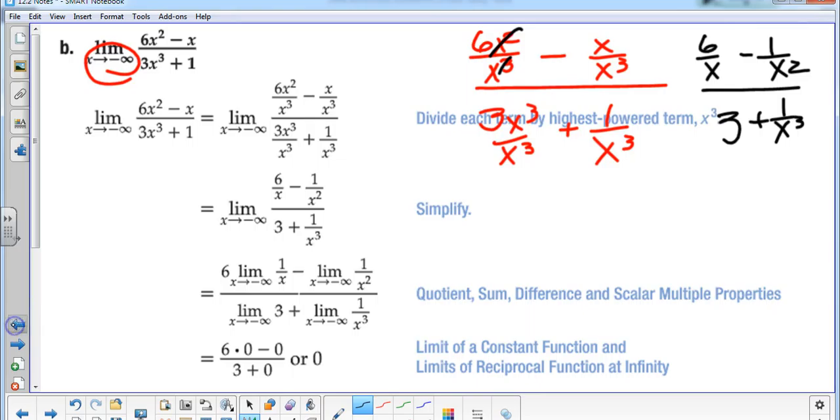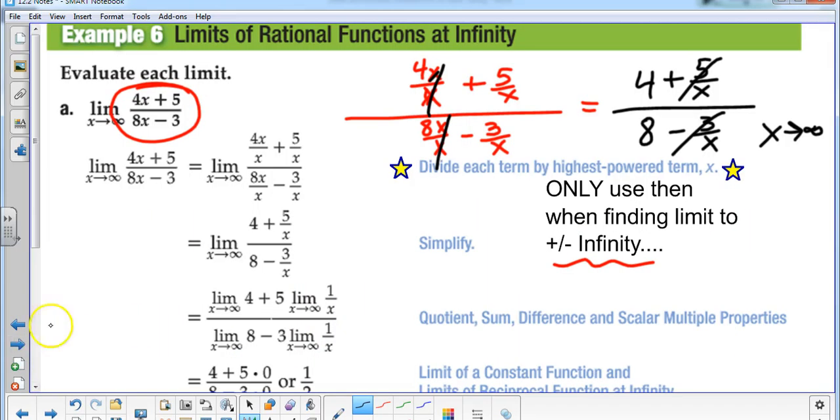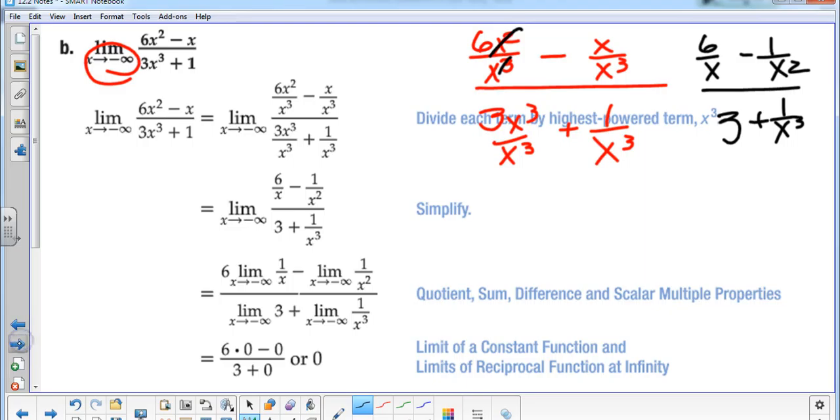If you go back to this property, it says 1 over x, no matter what power is down there, and there's a property of limits that will tell us that it doesn't matter if the top is a 6 either. This is going to approach 0, this is going to approach 0, this is going to approach 0. So I have 0 minus 0 over 3 plus 0. What is that going to approach? 0. But it's okay.